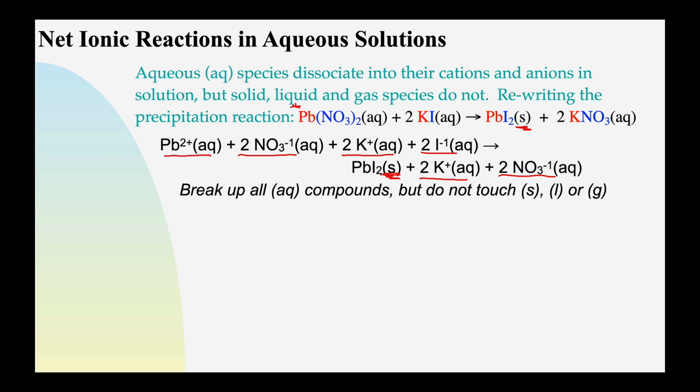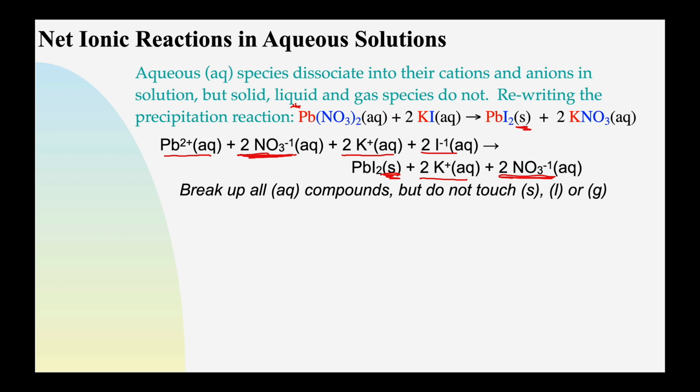Now, if you look at this equation long enough, you'll see, for example, that nitrate is on both the reactant and product side. Nitrate is something that you can get rid of. Like in math, if you have 2x on the left and 2x on the right, you can subtract 2x from both sides and get rid of it. Same thing in chemistry. You can get rid of the 2 nitrates here.